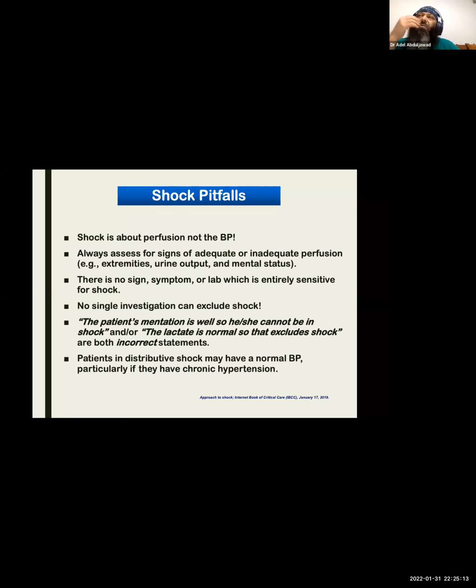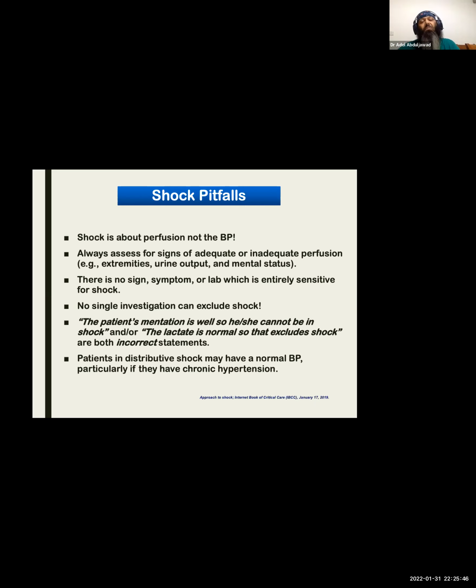Sometimes we hear this from our resident or junior resident when I send him to assess a patient or when he responds to a rapid response call. He tells me on the phone, "Doctor, I saw the patient, his mentation is well, his GCS is 15 over 15. He's awake, responding to me. So I assessed him overall. So the patient cannot be in shock."